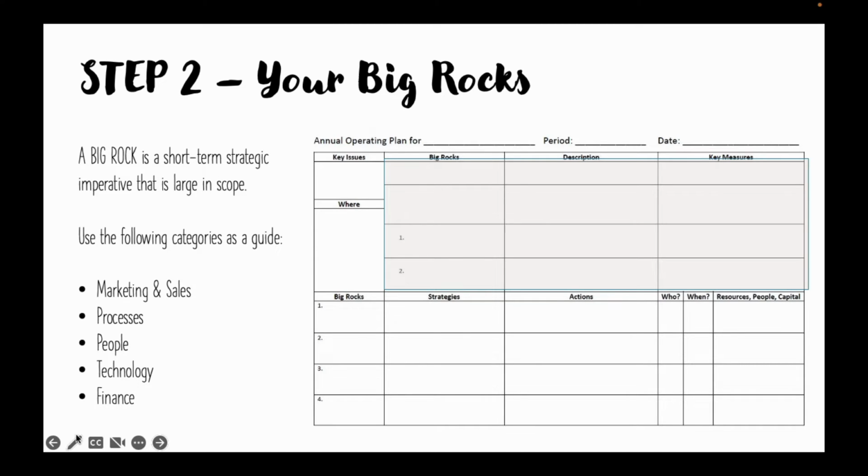Welcome back. Step 2 is to think about your big rocks. Now, a big rock is a short-term strategic imperative that is large in scope. All right, and you might think about the following categories as a guide. So it could be around marketing and sales. It could be around processes and systems. It could be around people. It could be around technology. It could be finance. But we don't need to have 4 or 5 big rocks. We just need to have somewhere between 2 and 4.